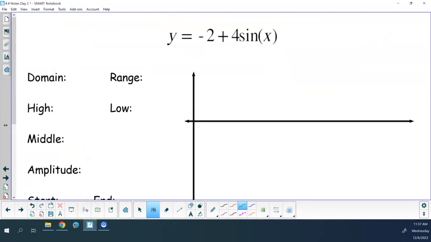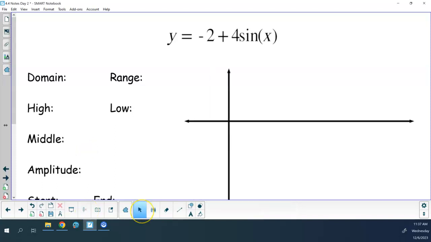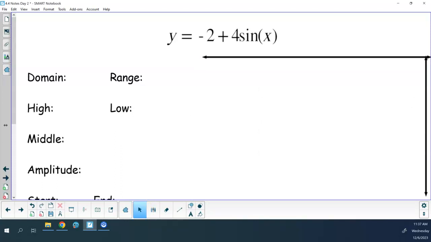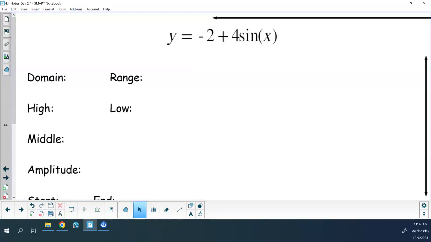Okay? Try that one now. So much so that I'm actually going to even move my axes. I'm going to move them way over here, way up there, and then that way they're out of the way.